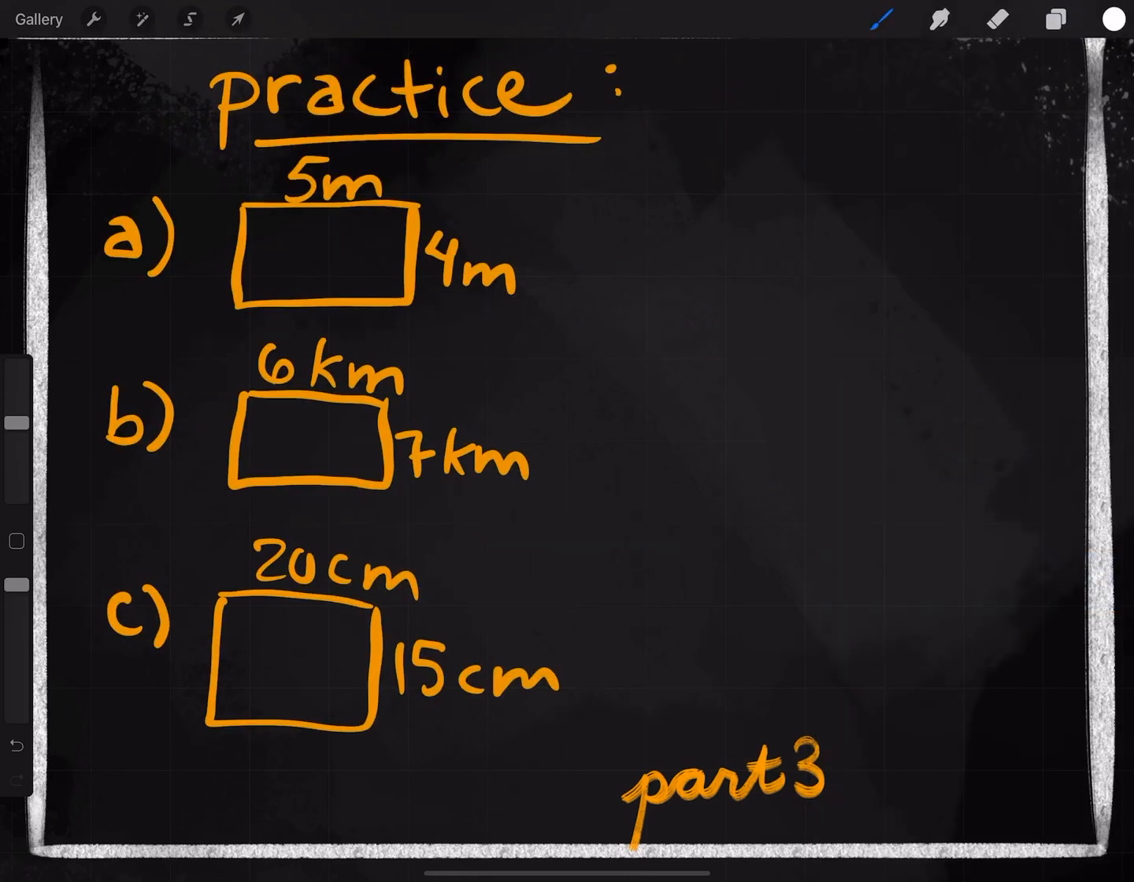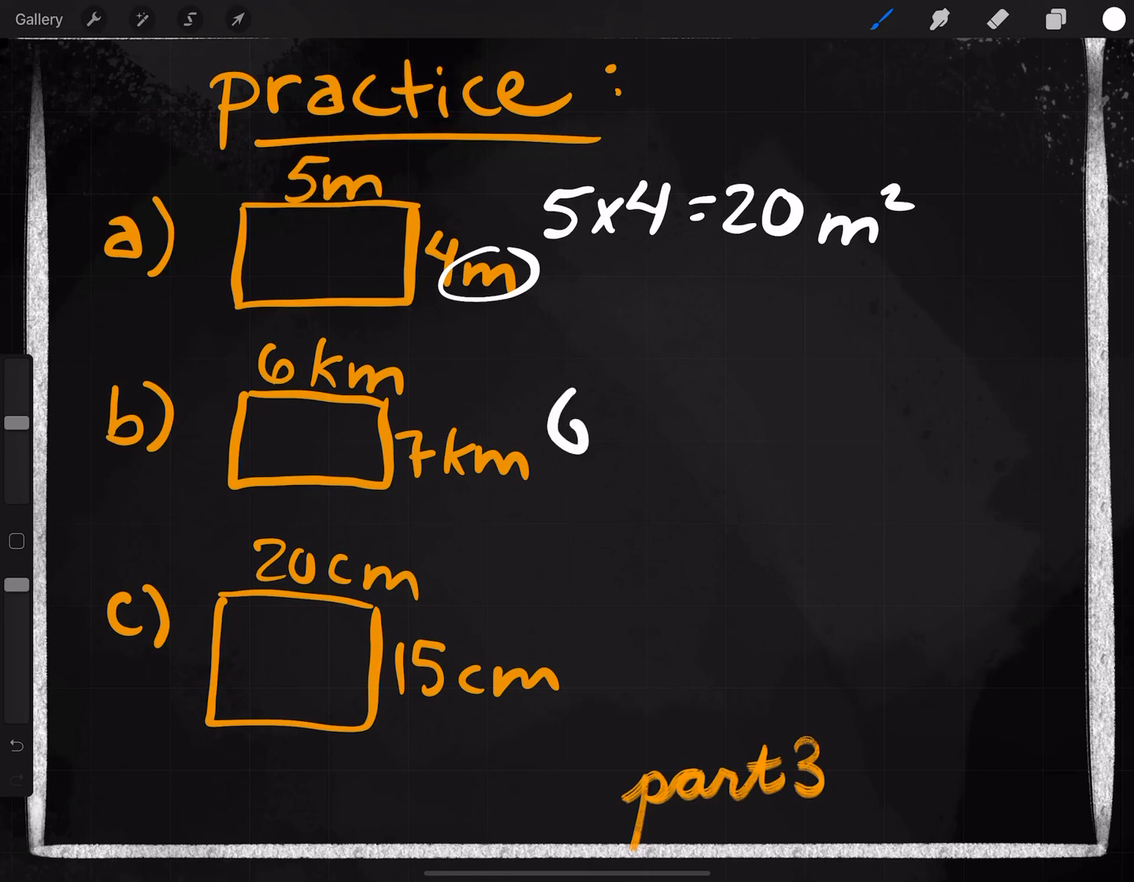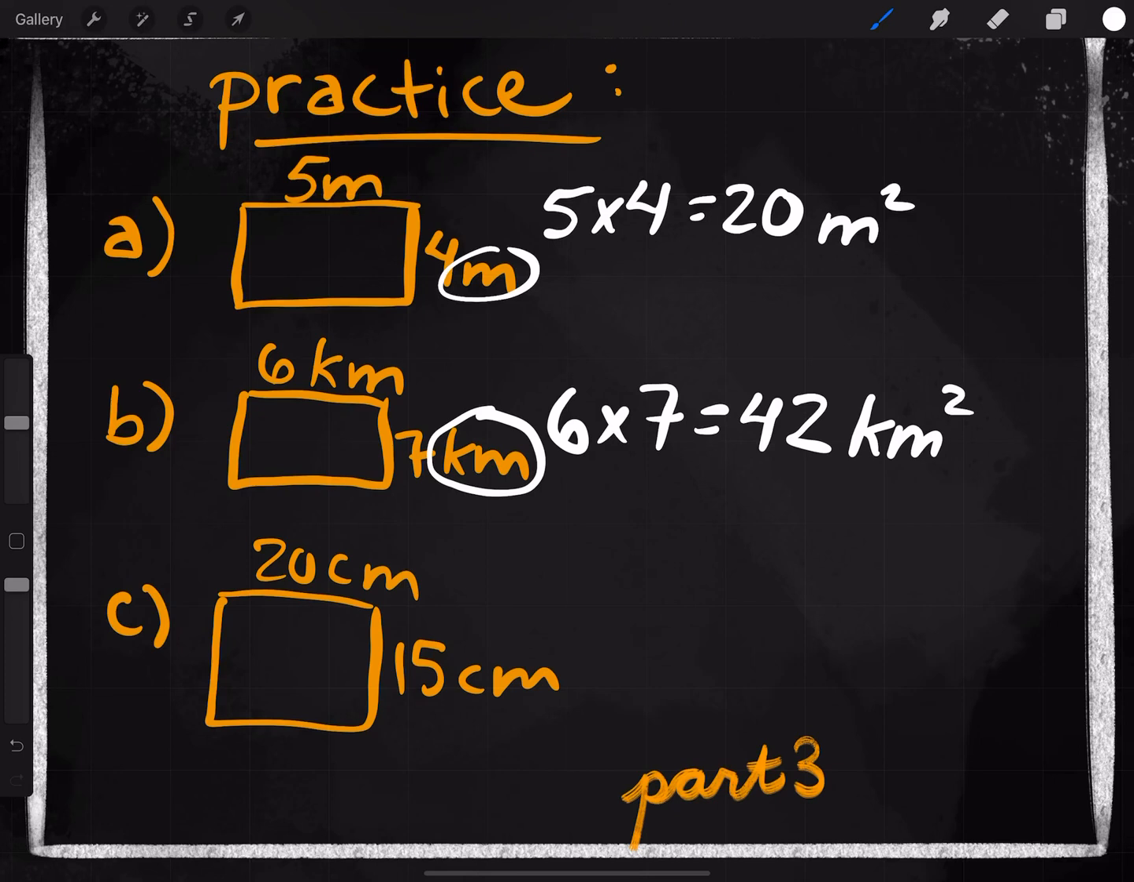All right, here's a little practice. Pause the video and try finding the area. Hopefully you tried it. 5 times 4 equals 20. We're measuring in meters, so I'll write square meters like this. 6 times 7 equals 42. We're measuring in kilometers, so I'll write square kilometers like so.